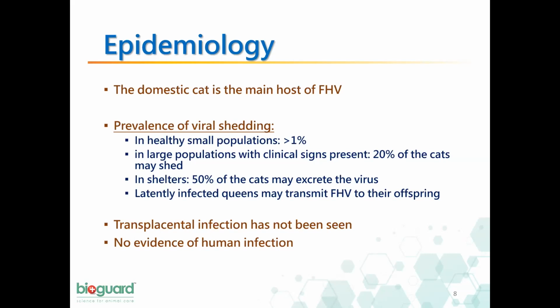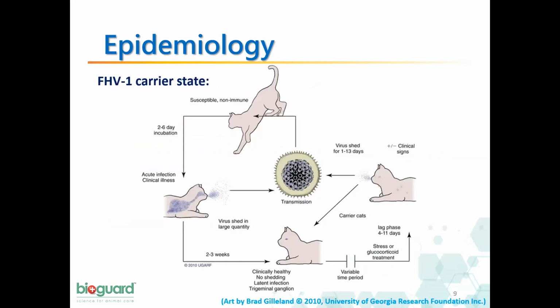And lastly, in certain scenarios, infected queens or mothers may transmit this virus to their offspring. However, it is not very clear that transplacental infections have been seen in cats, and there is also no evidence that humans are getting infected by feline herpes virus.